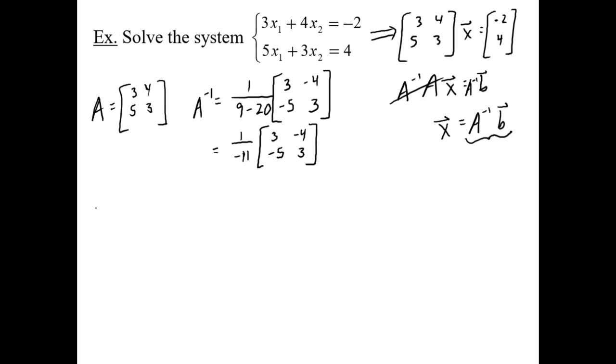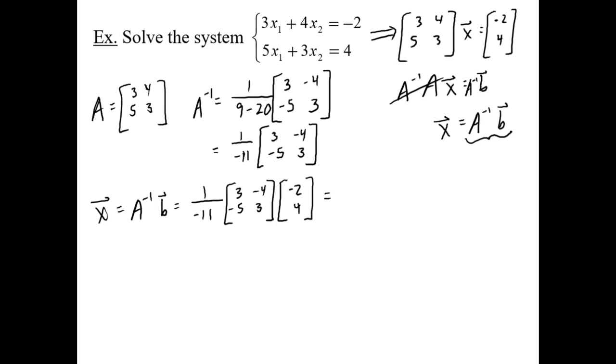So x is A inverse times b. So that'd be 1 over -11 times [3, -4; -5, 3] times b, which we've identified as [-2; 4]. So all I have left now is to do this product, right? My goal here is to find x. So to find x, all I need to do is find the product. Now, I'm going to leave the 1 over -11 out. We'll bring that in a minute.